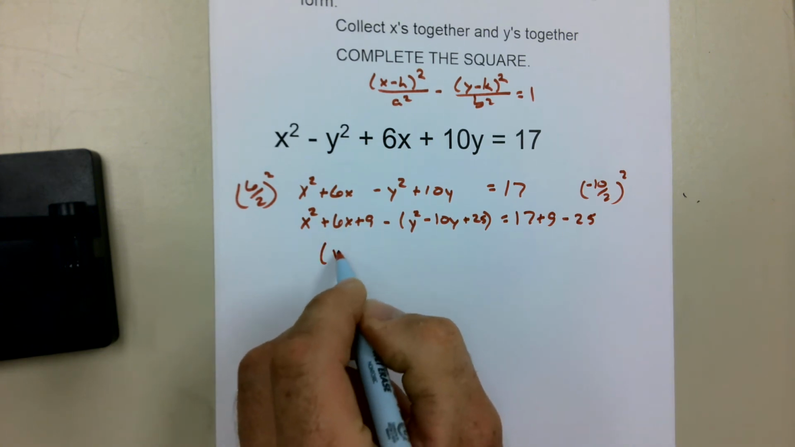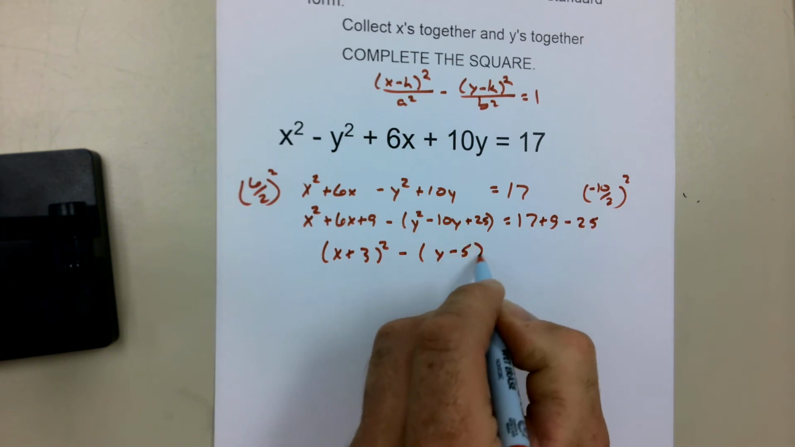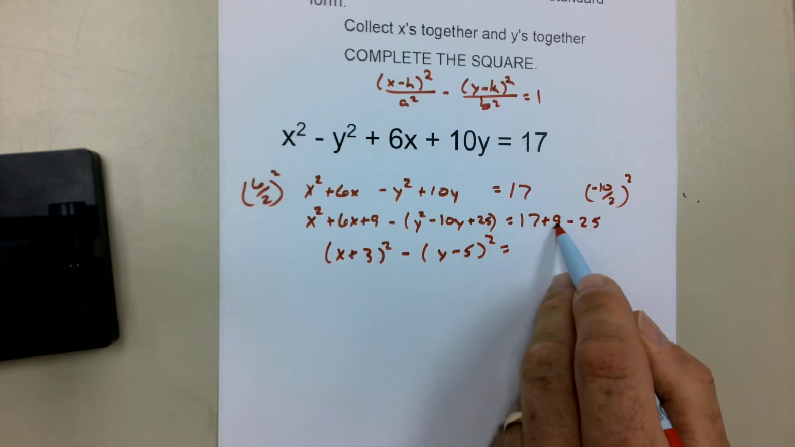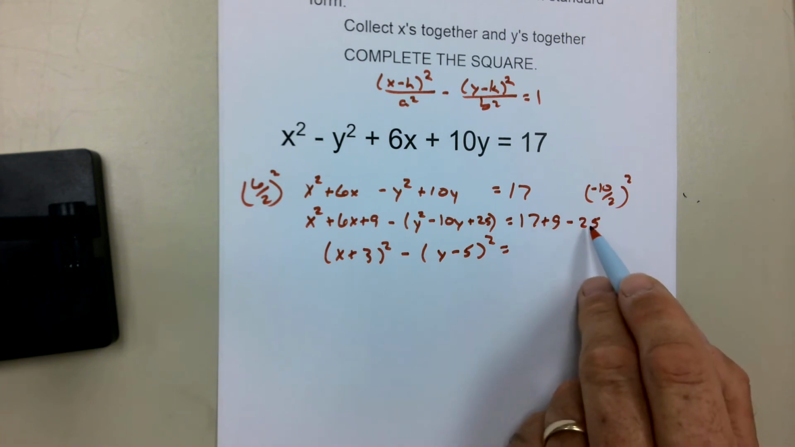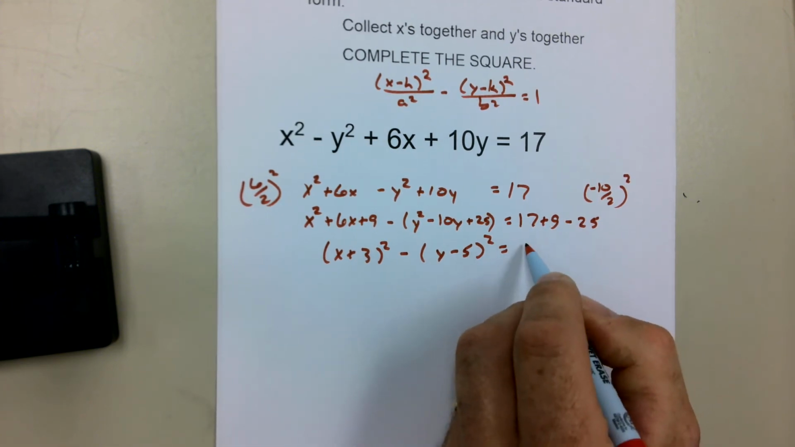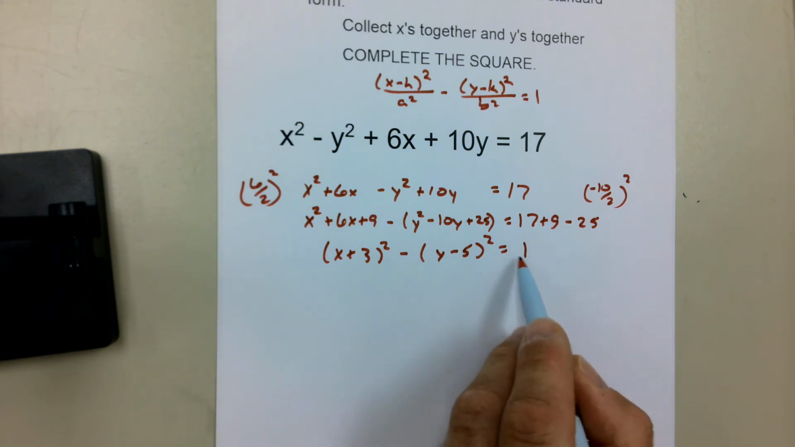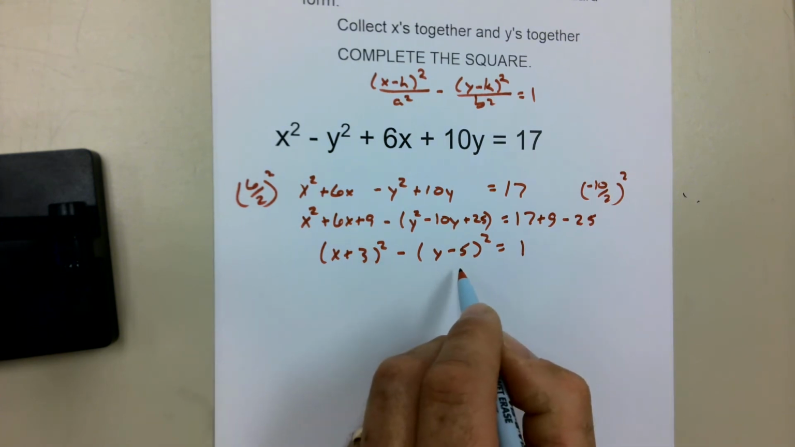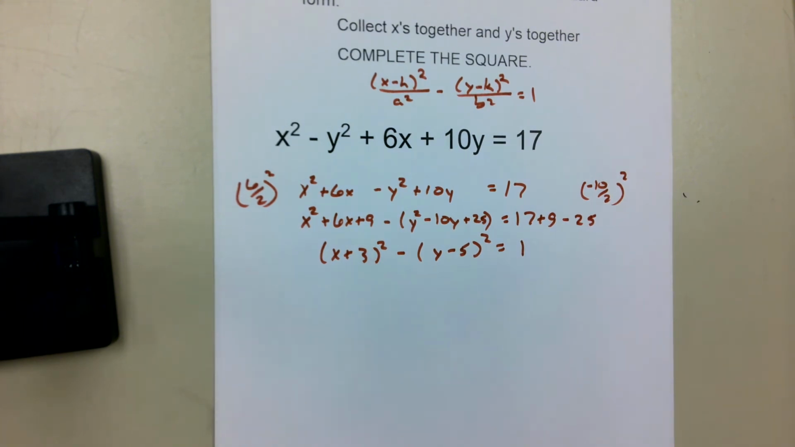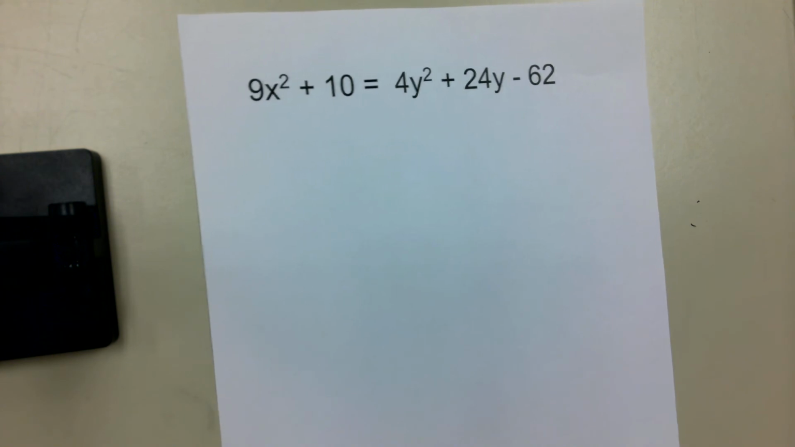Go ahead and factor. We have (x plus 3) squared minus (y minus 5) squared. We have 17 plus 9, excuse me, is 26. That's kind of nice. Minus 25 gives us 1. So with this one, there is nothing to divide out. We have it equal to 1, so our a squared and our b squared values are both going to be 1 as well. So when you go ahead and graph this, we know our a and our b values. We'll see if that happens on this next one. I don't think it does.